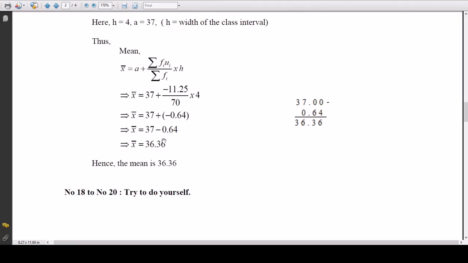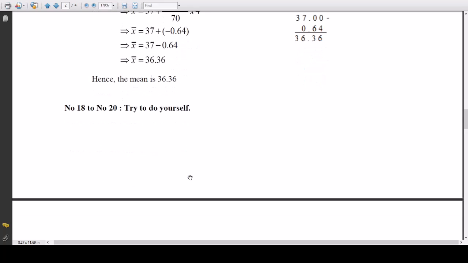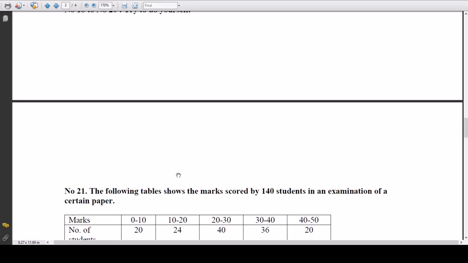Okay, the same thing for number 18, 19 and 20 also. You have to find the mean by using this method, the step deviation method. You try to do it by yourself, following the same way as I've shown to you. I think you'll be able to do it. And next we'll go to problem number 21.